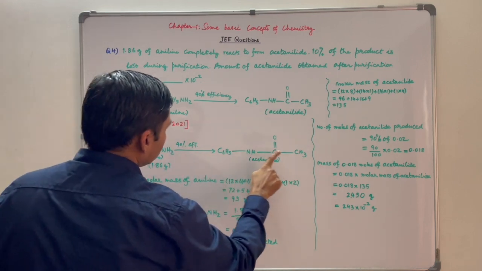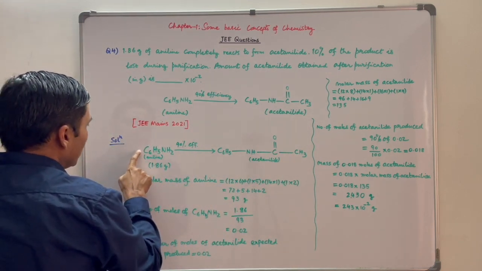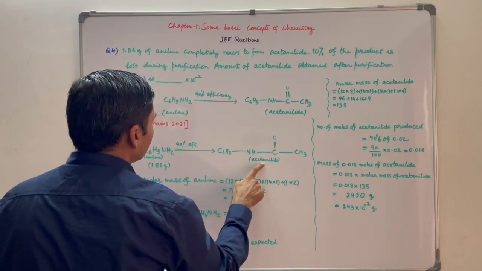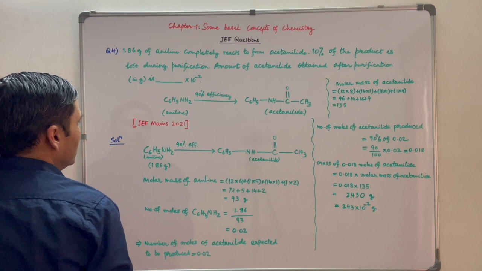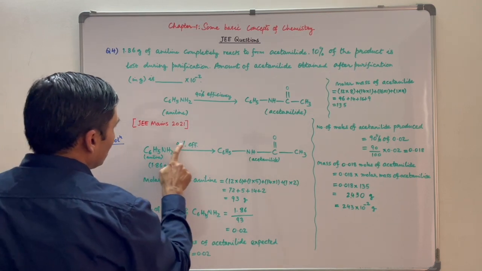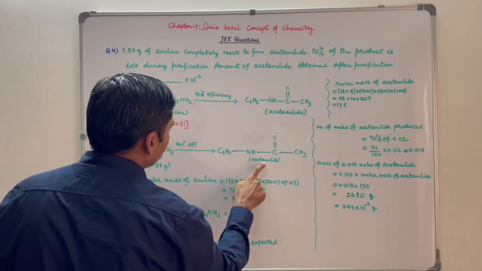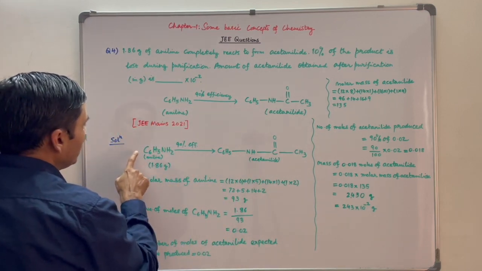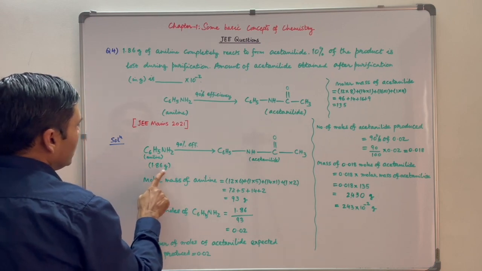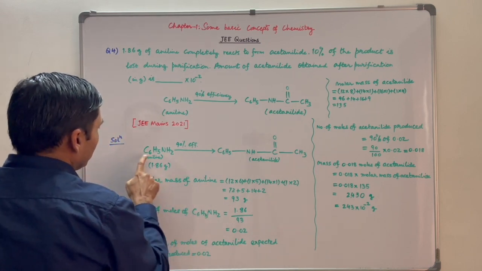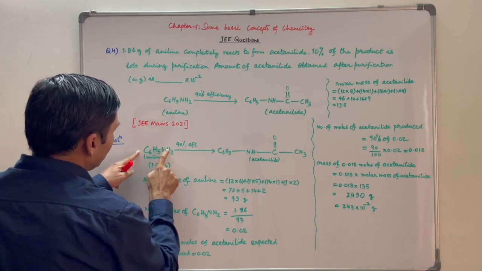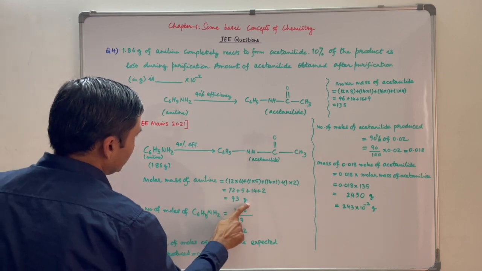From this chemical reaction, it is clear that 1 mole of aniline produces 1 mole of acetanilide if there is no loss of product during purification. Considering the loss during purification, 1 mole of aniline produces only 0.9 moles of acetanilide. So let us figure out how many moles of aniline were there in 1.86 gram. Molar mass of aniline we can calculate as 12 into 6 plus 1 into 5 plus 14 into 1 plus 1 into 2. That comes out to be 93 gram.